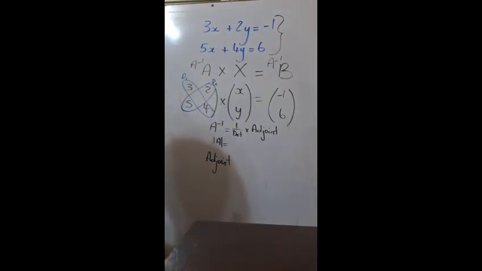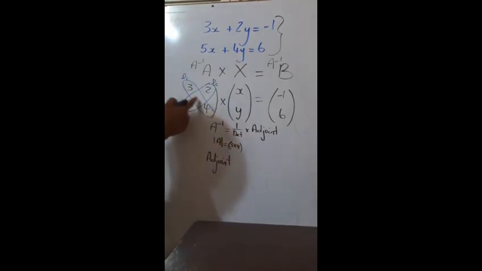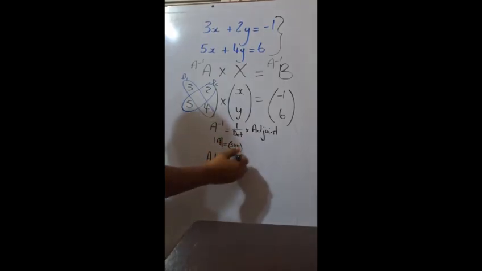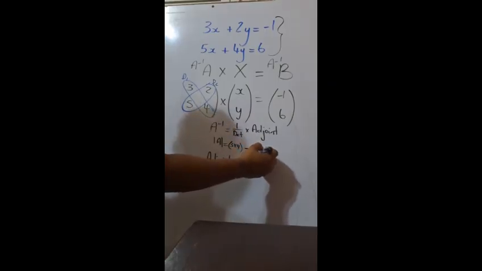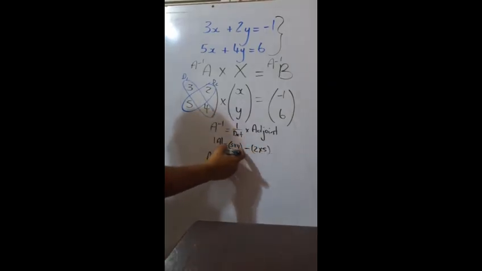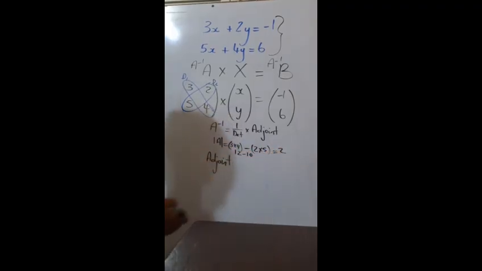What will I do with them? The determinant says to multiply the elements on each diagonal. So these are the elements on the leading diagonal. I'll do the product of the leading diagonal minus the product of the non-leading diagonal. That gives me 12 minus 10. Therefore, the determinant is 2.